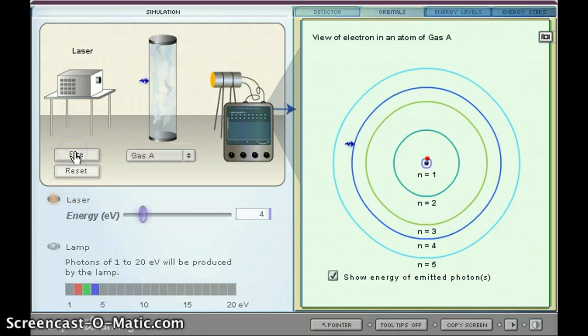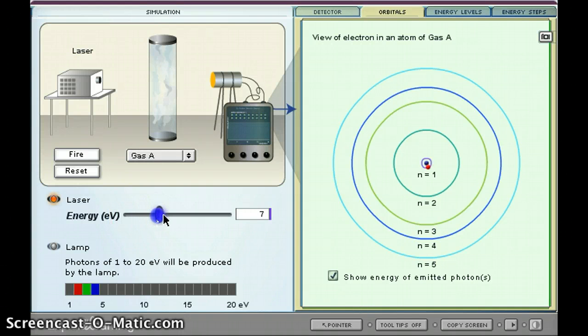Let's do it again. This time the electron moved. Let's watch that one more time. So the electron jumps and then releases some blue light and then falls back to where it was.